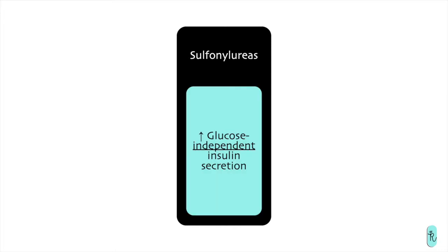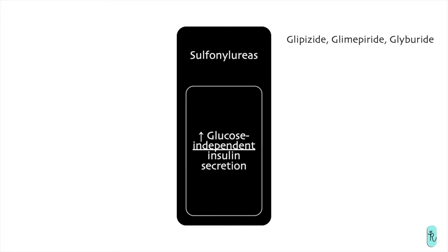Sulfonylureas are another class of medications. These medications work by stimulating the release of insulin from the beta cells of the pancreas without needing to be stimulated by glucose. Examples of sulfonylureas include glipizide, glimepiride, and glyburide.